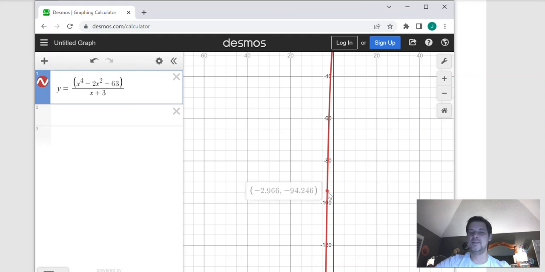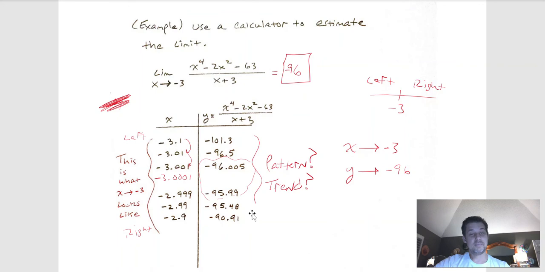Let's see how close we can get. Negative 2.99 for x, negative 95.481. So yeah, that's the graph and the table is really the same thing. All right. So yes, we will be doing tables sometimes. We will be doing graphs sometimes. But it's all the same concept and it's the same information either way.